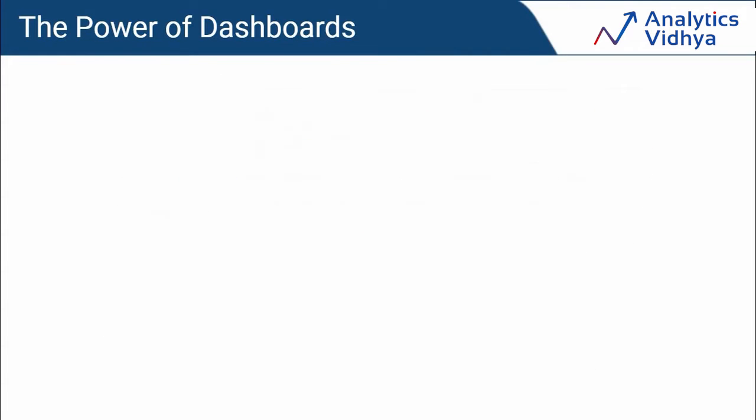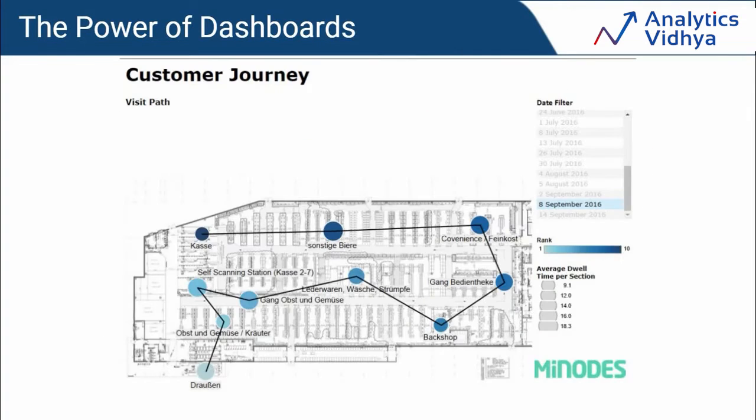Let's see another example. This one is a cracker. This dashboard shows the paths a visitor took in a brick and mortar store based on date, rank, and time in each section. We can quickly see the areas of the store that are visited more frequently, represented by the color here. And the size of the mark, how big it is, how small it is, basically it represents how long the customer spent in that section.